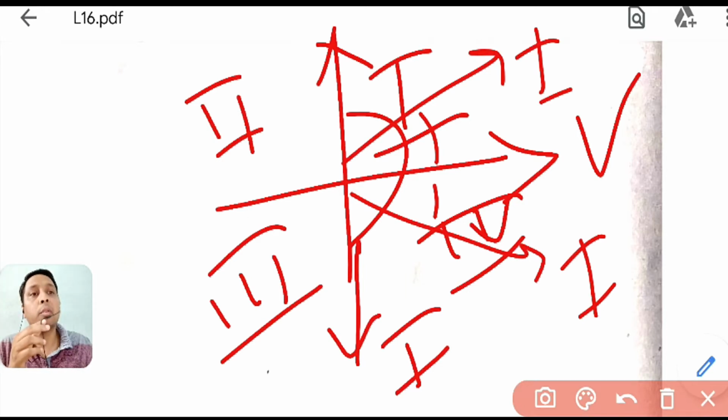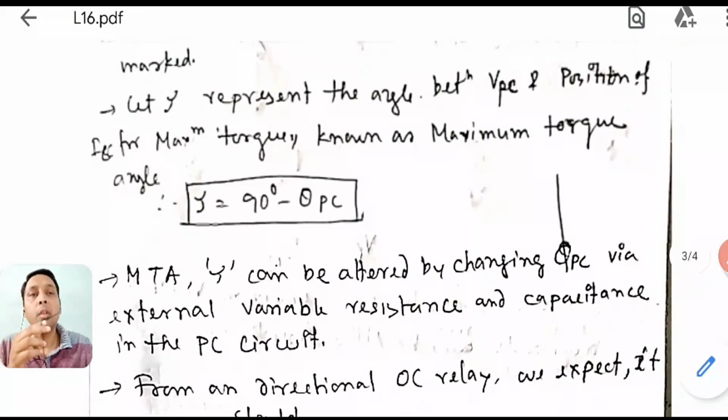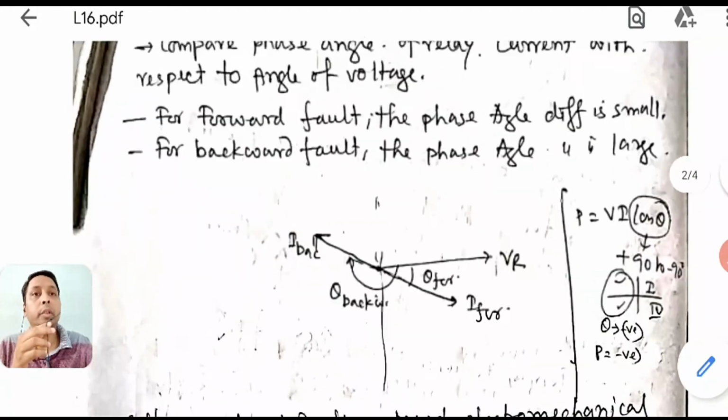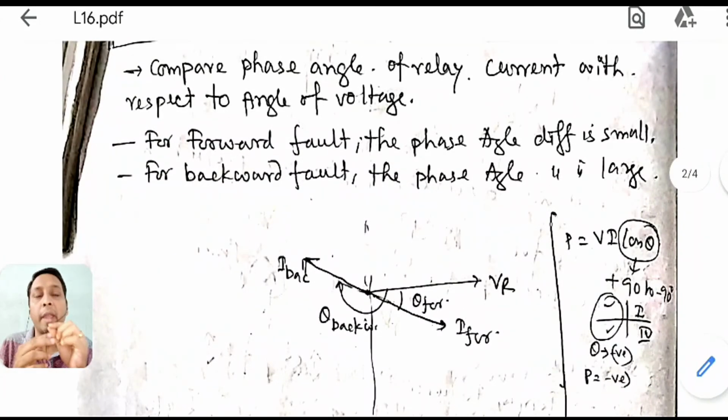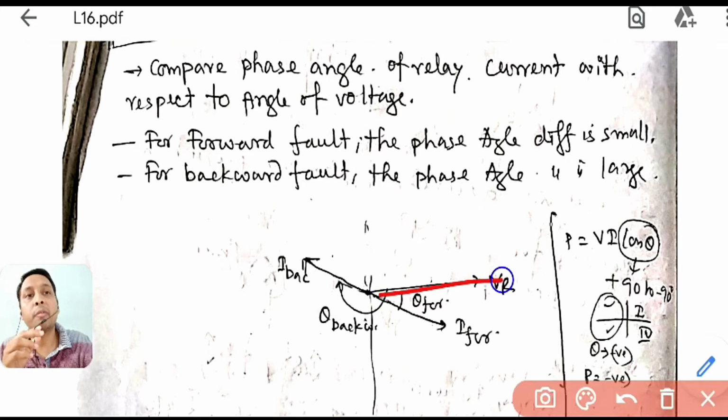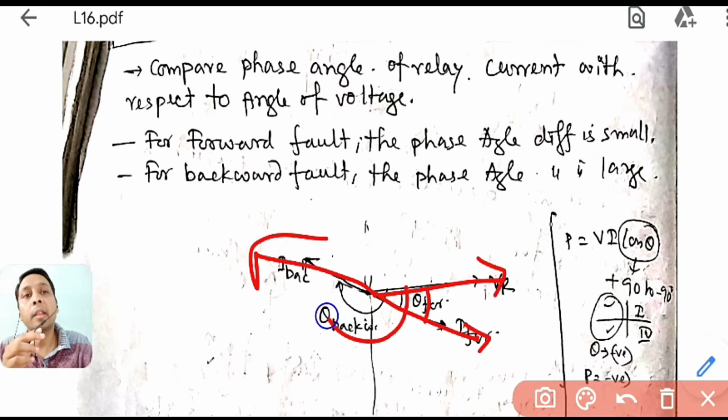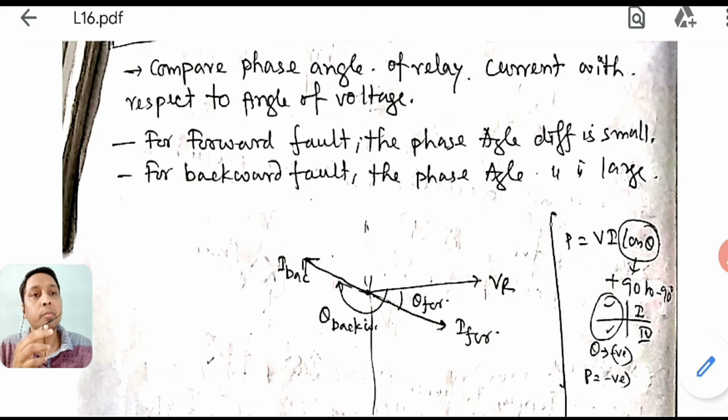What is a forward fault, what is a backward fault? You can see, for the forward fault, the angle difference is small, less than 90, either plus 90 or minus 90. And for a backward fault, this is my forward direction, this is I forward. If I reverse the connection, then it is in this direction. So what will be the angle in this case? It is more than 90 degrees. If it is more than 90 degrees, then it is negative power. So the direction is reverse. That's why the direction can be sensed.